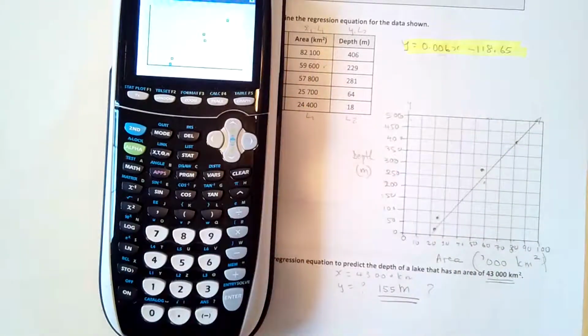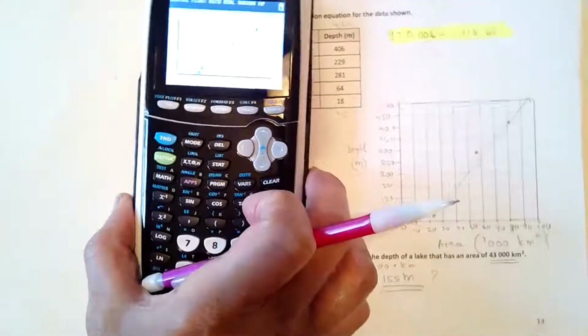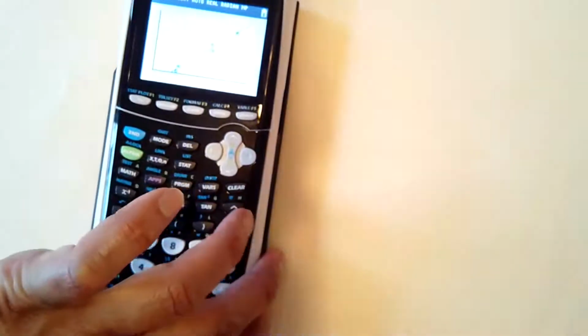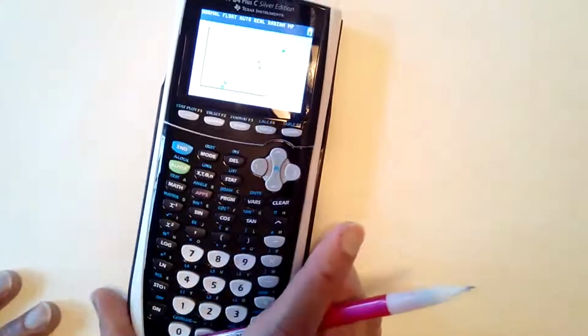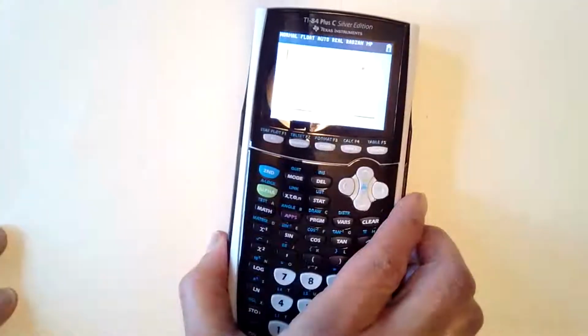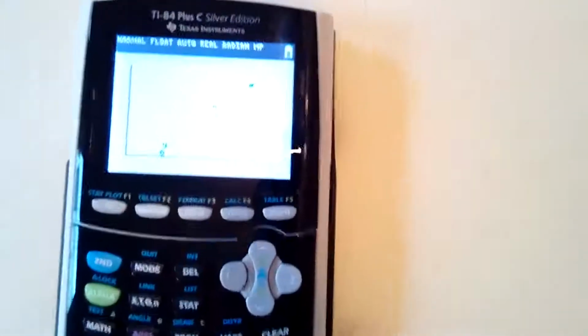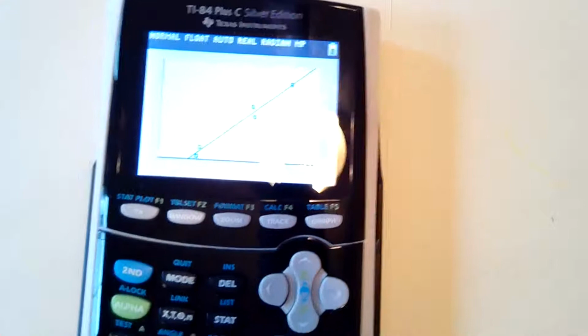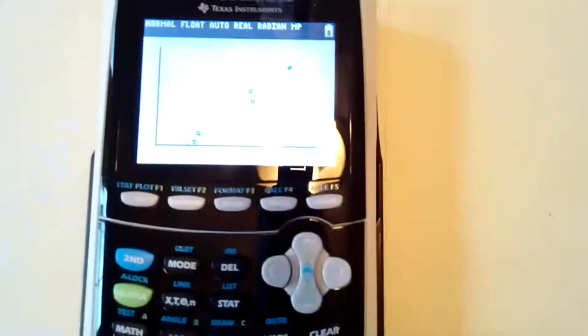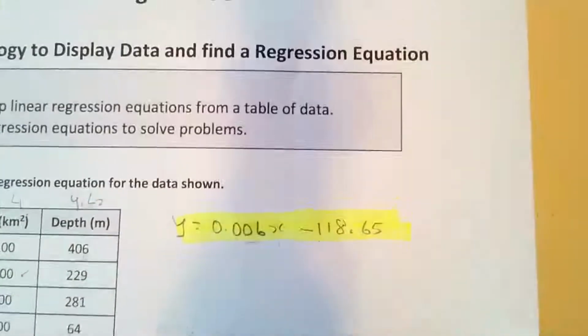Now let's hit graph, and there is your line of best fit. Now, I'll just remove this for now. I'll zoom in a little bit here because my graph isn't showing up as well as I would like. Okay. Now there's your line of best fit with our equation given. So here we have our equation.